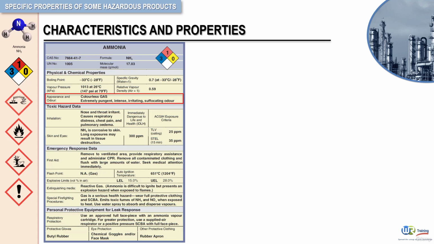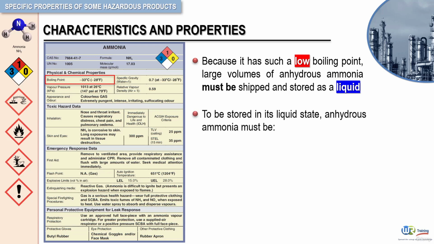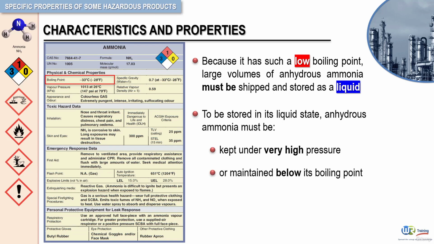The boiling point of anhydrous ammonia is negative 28 degrees Fahrenheit. Because it has such a low boiling point, large volumes of anhydrous ammonia must be shipped and stored as a liquid. To be stored in its liquid state, anhydrous ammonia must be kept under very high pressure or be maintained below its boiling point of negative 28 degrees Fahrenheit.